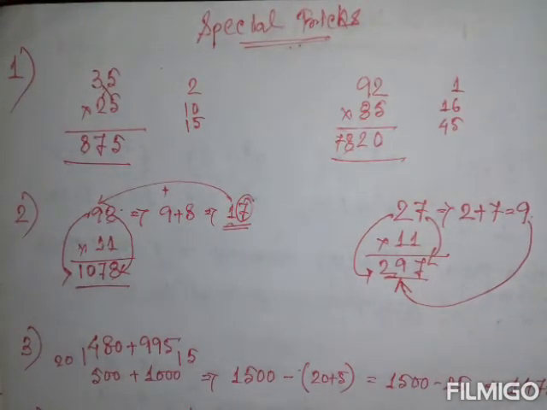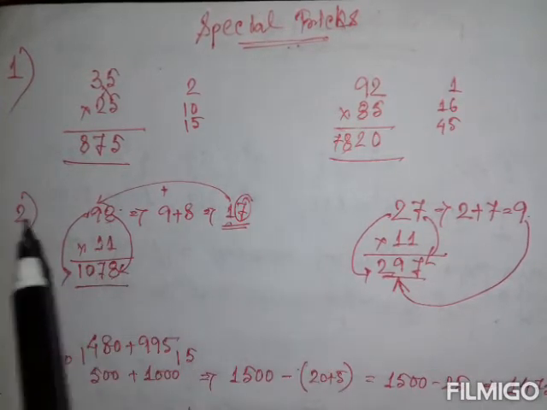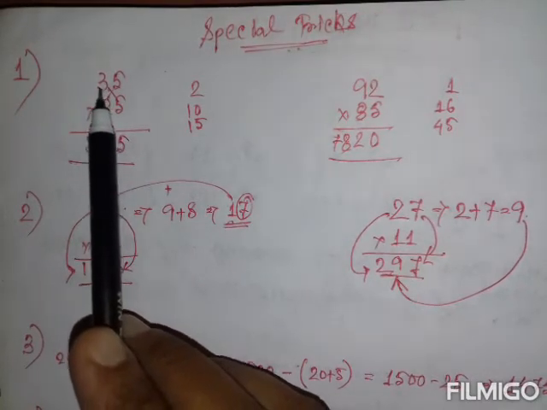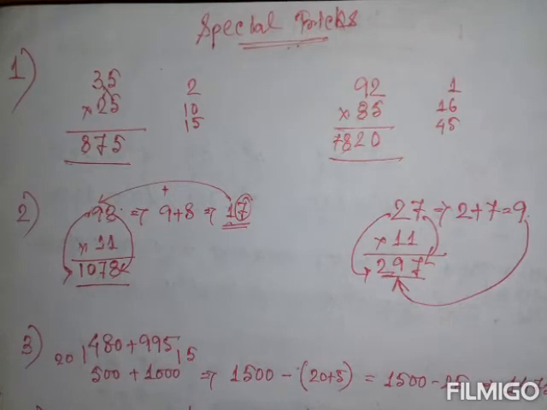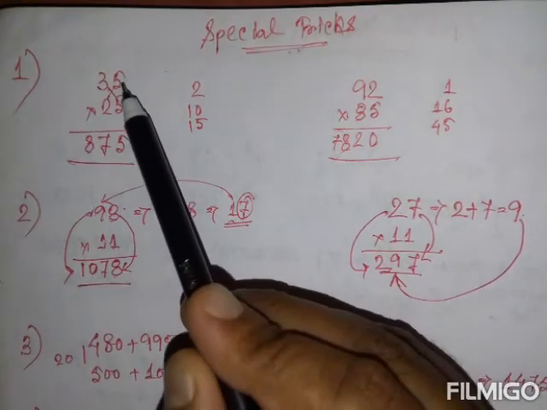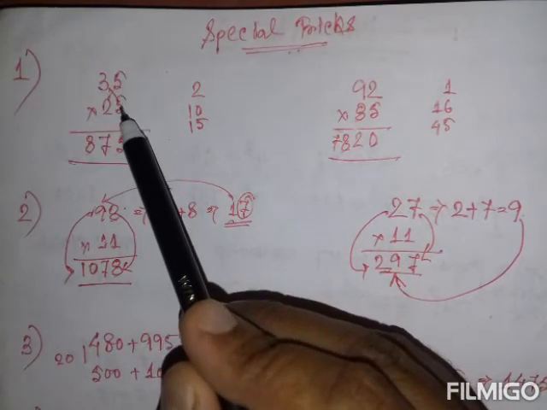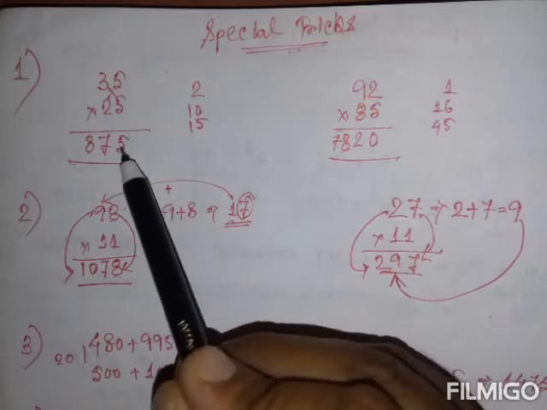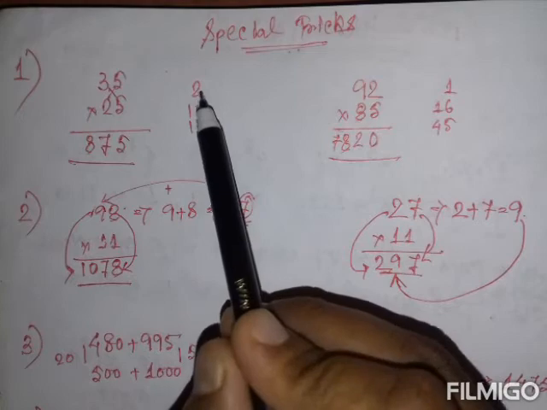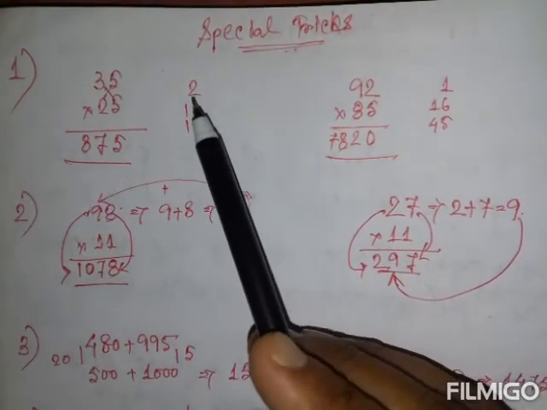At first we are discussing the multiplication of two-digit numbers. Here we write 35 into 25. How can you solve that? At first take the unit digits of both the numbers, means 5 and 5. 5 5s are 25. We write here 5 and keep 2 in hand.